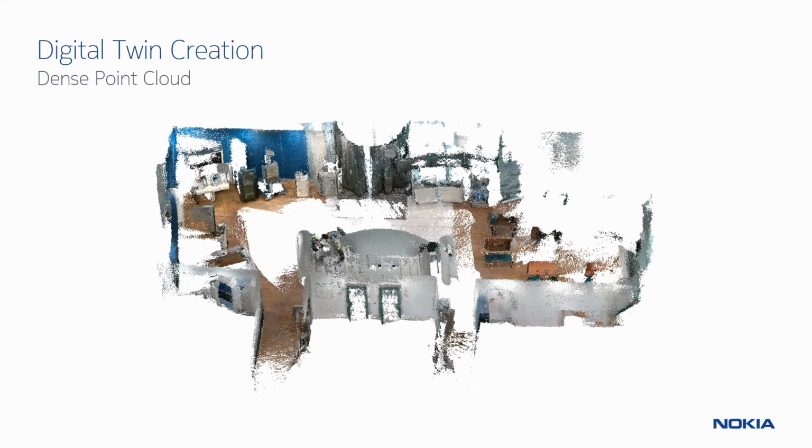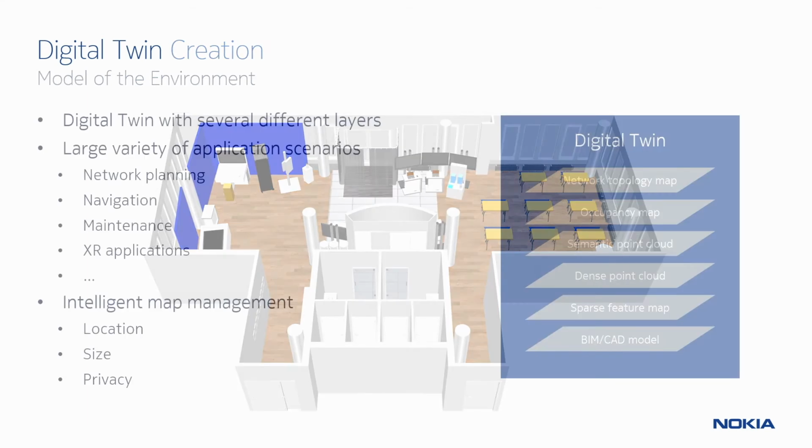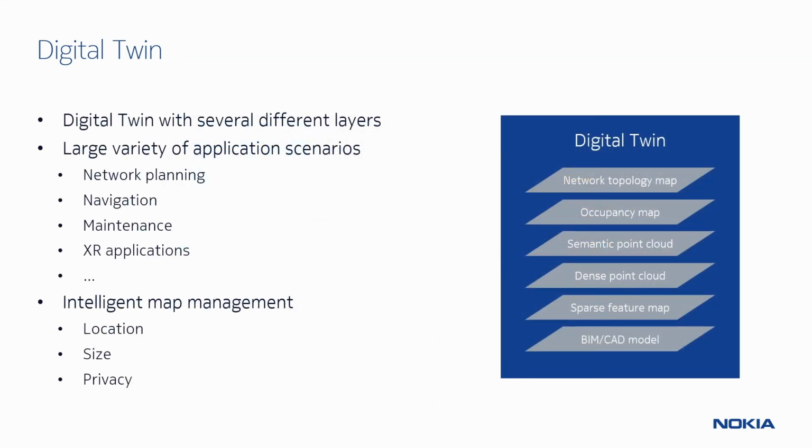To be able to also identify what the different objects are, we then use this sparse point cloud to create a dense point cloud, which you can see here on the slide. And on this slide, you can already identify the different components which are placed inside the Digital Creativity Lab. In addition, you can combine these different maps, so the sparse feature map and the dense point cloud, with also a building information model or CAD model, which you can see here. And all these different map layers form together a digital twin.